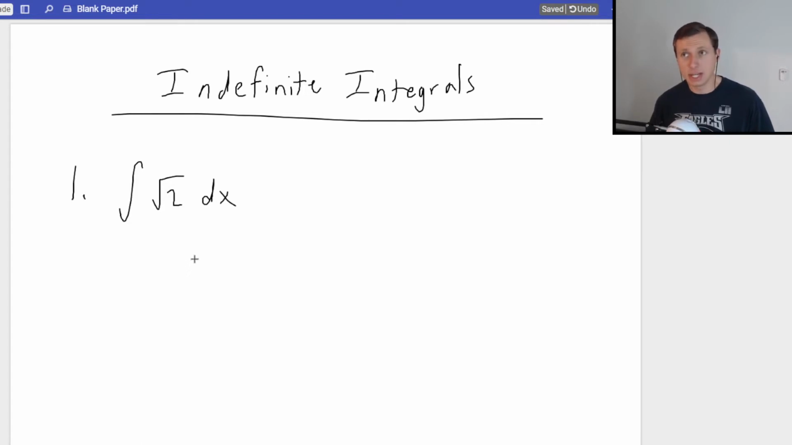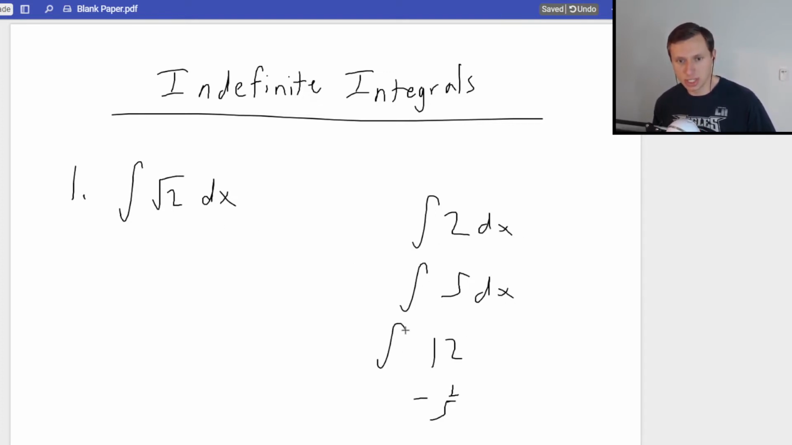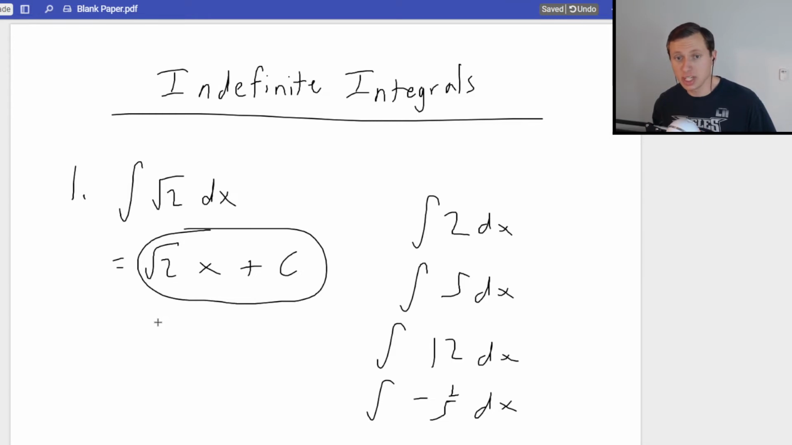It follows the constant rule, which pretty much says if I have the square root of 2, and it doesn't matter what the number is, like the number could be 2, the number could be 5, the number could be 12, could be negative 1/5. It doesn't matter. Whenever you have an integral like this, I'll just write all of these real quick because all of them take 2 seconds to do. The integral of square root of 2 dx is going to be square root of 2 times x plus c. Final answer.